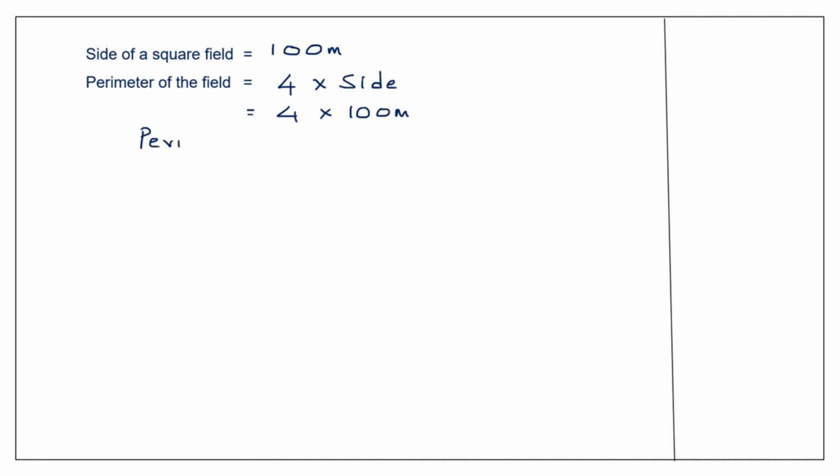So we have been given the side of a square field which is 100 meters, and here also we need to find the perimeter. So perimeter of the field, now this is a square field, so the perimeter will be 4 into side, which is 4 into 100 meters. 4 into 100 is 400. So the perimeter is 400. So this time we found the perimeter of the square field.